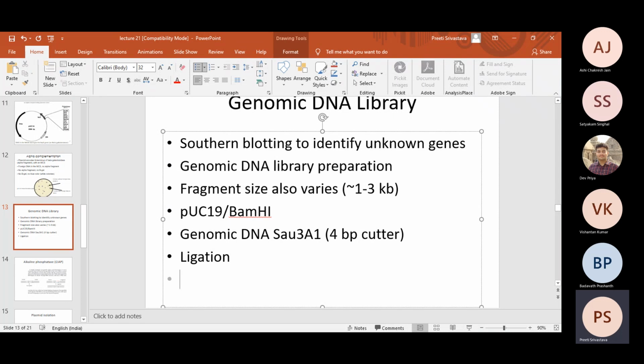you do the transformation, which I will be telling you in today's class how to do it. And then once you do the transformation, you can simply do what is called blue white screening. And this way you can prepare really a large library in just one step, right?